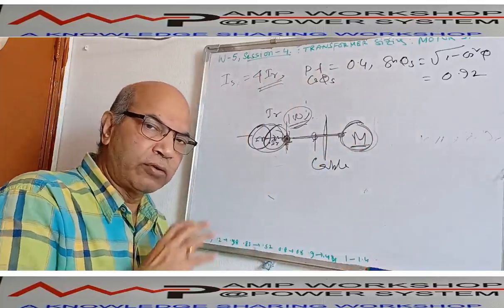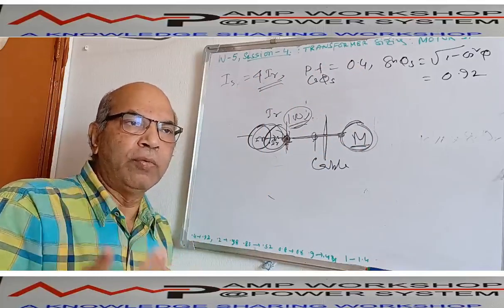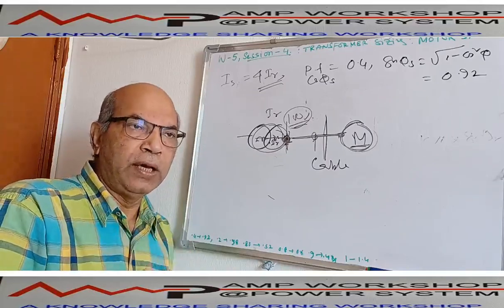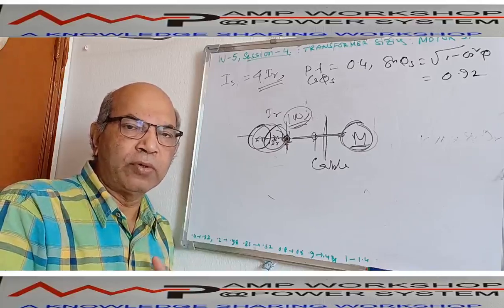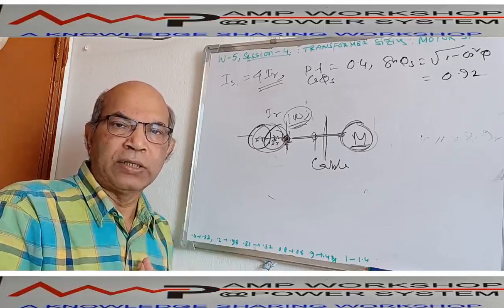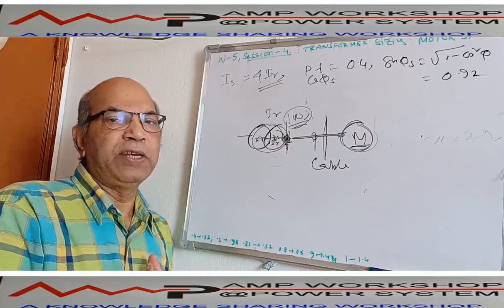So how much voltage would be there? Now we have to go back to the motor specification or IEC. Normally, when we make the specification of the motor, we always say that the motor should be capable of starting at 80% of its rated voltage.